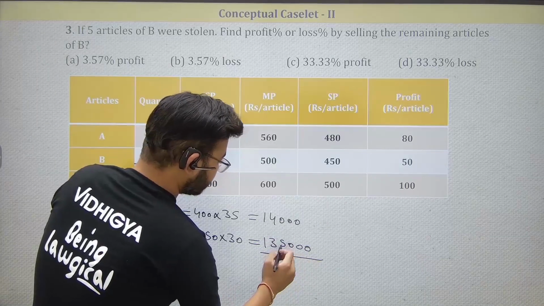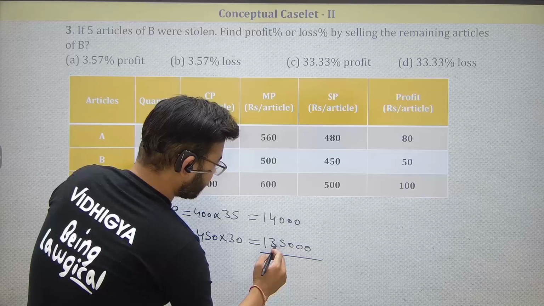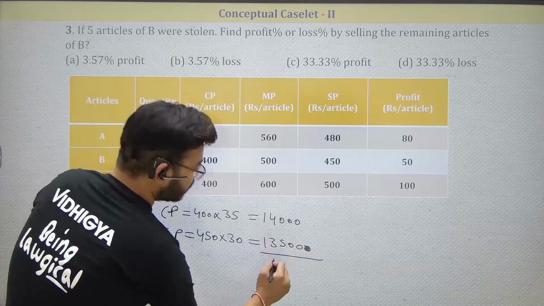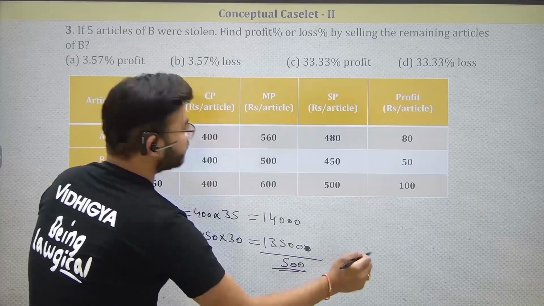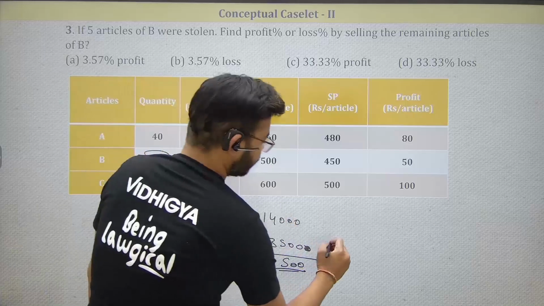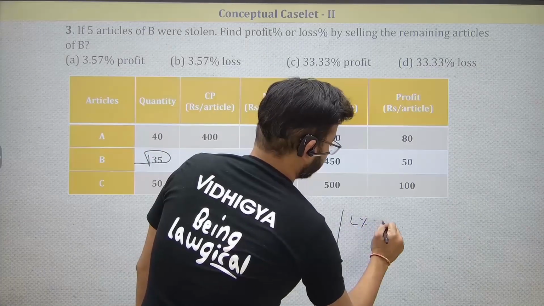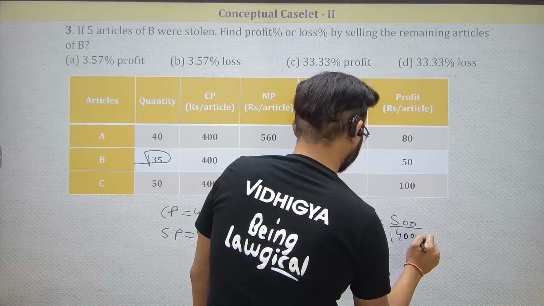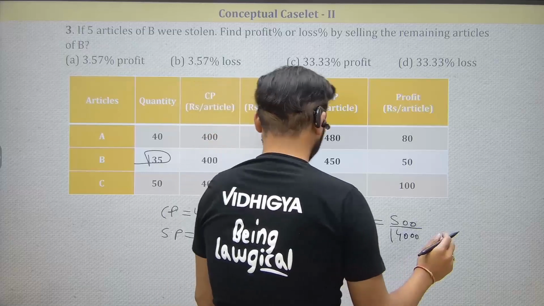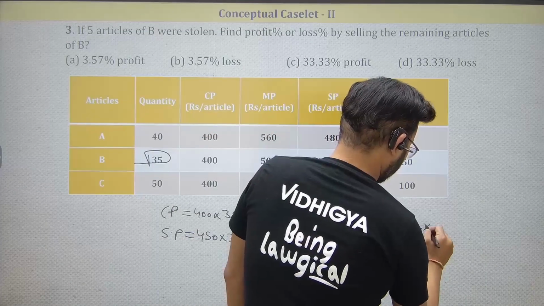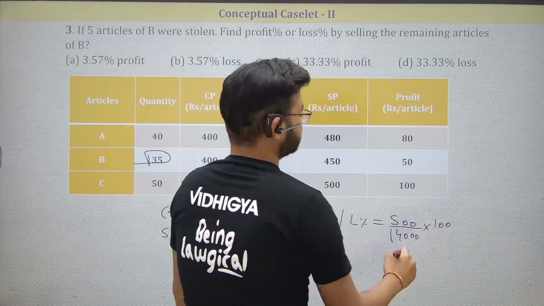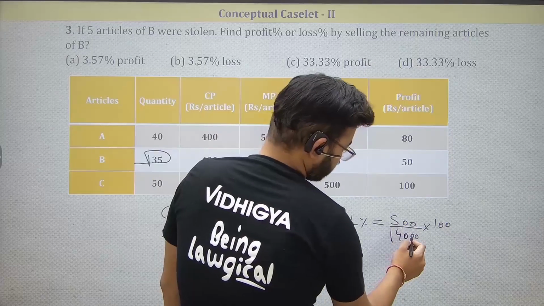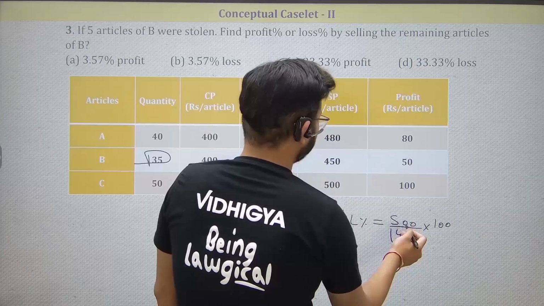And the difference here is, we have added one extra zero, 13,500 and 14,000. So the difference is 500. 500 over 14,000. So the loss percent becomes the loss upon the cost price, which is 14,000, into 100. So loss, it will come out from the options.